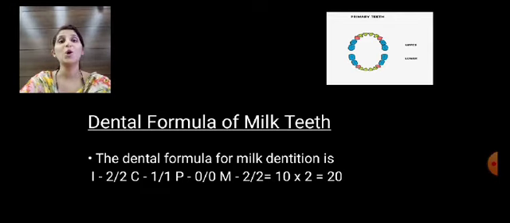So in total, one side of the upper jaw has 5 teeth, and one side of the lower jaw has 5 teeth. So 5 plus 5 is 10. When we take the total count on both sides, 10 plus 10 is equal to 20. So that's the number of milk teeth in a human lifetime, 20 in number.